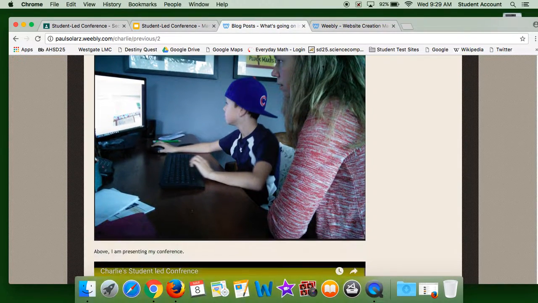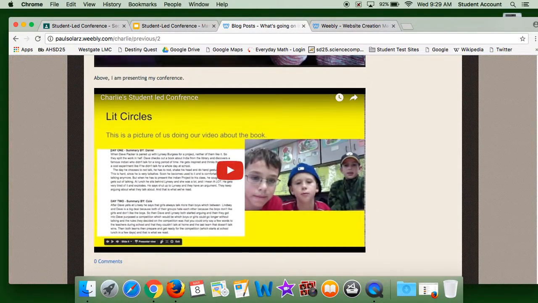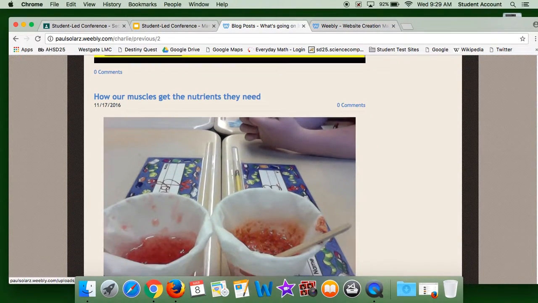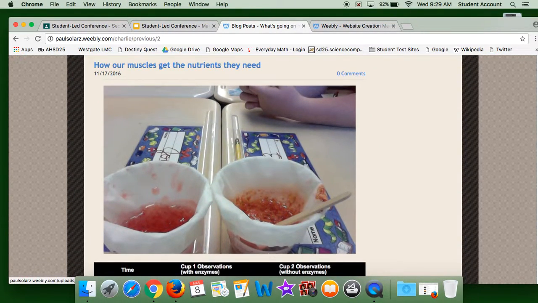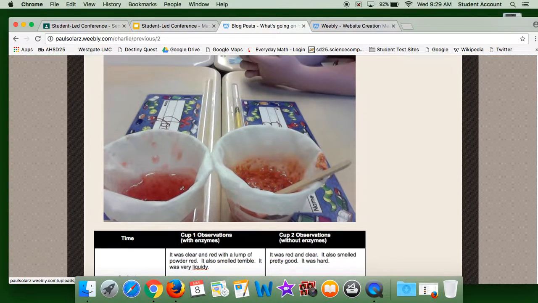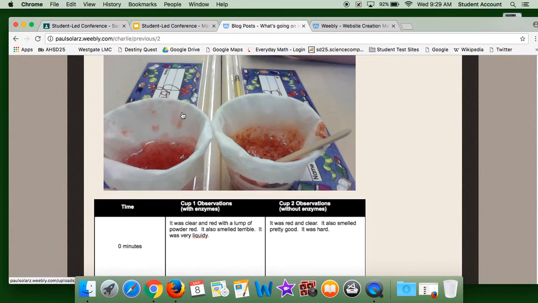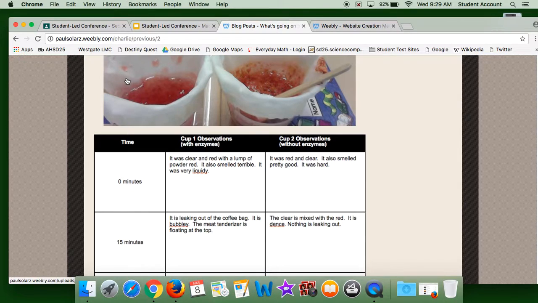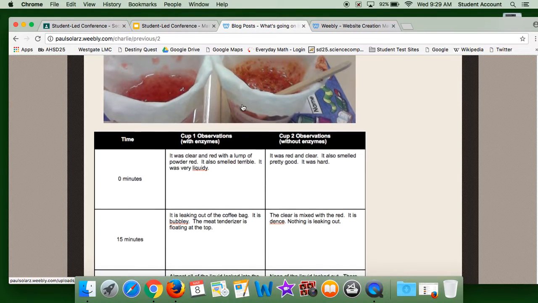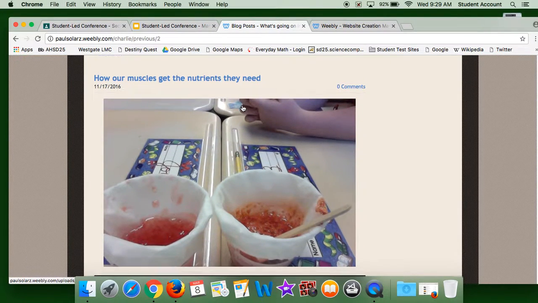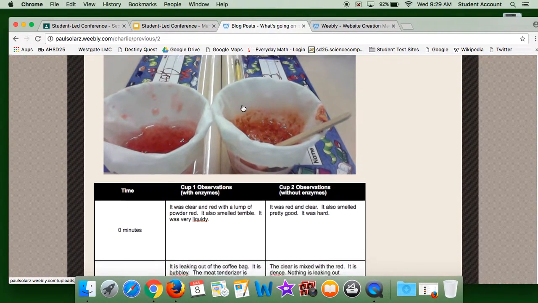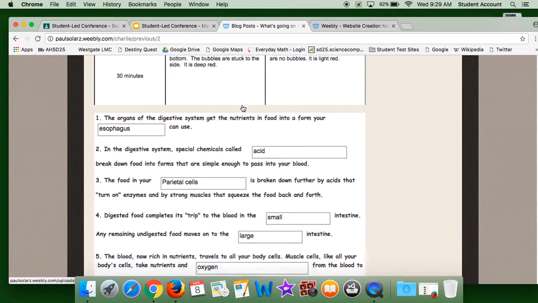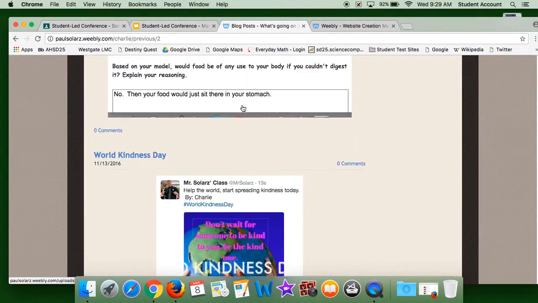This was student-led conference last trimester, and then this is how our muscles get the nutrients they need. These were two mixes. Cup 1 had enzymes, cup 2 didn't, so that's why they look a little different. And this was kind of trying to look like blood, I think, and all the nutrients in the blood. And then those are the questions in science class.